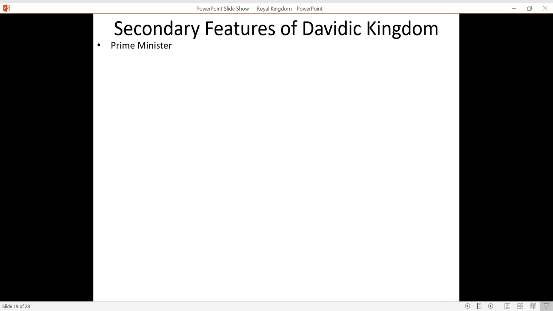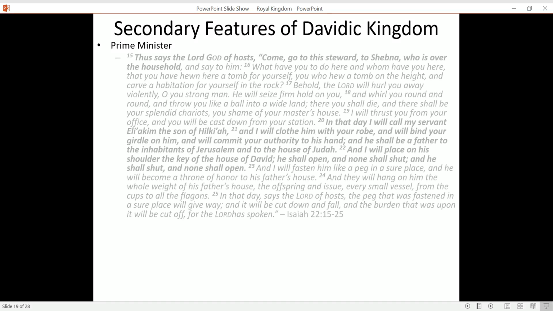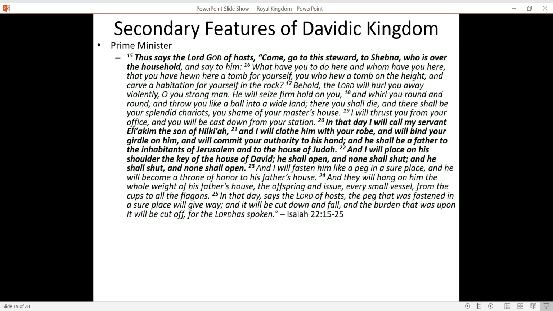All right, let's look at another secondary feature. That's the position of the prime minister. There are 12 tribes of Israel, and between the 12 tribes of Israel, each with their own hierarchy and leaders, there is a prime minister that serves as the king's representative to his tribes. And that's a key position. And here's a long Bible passage, but read it with me.